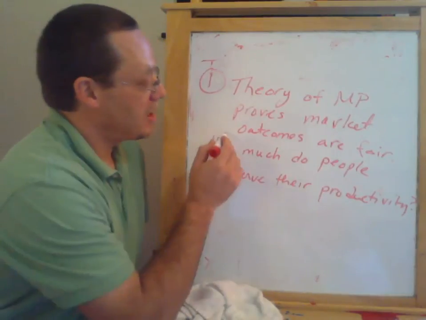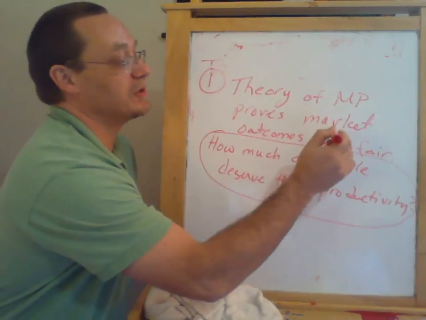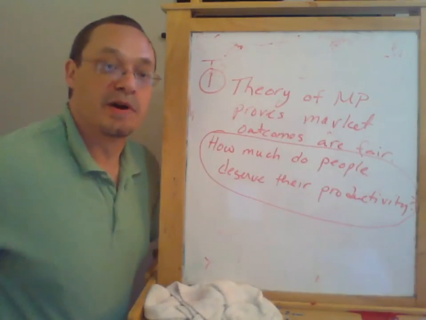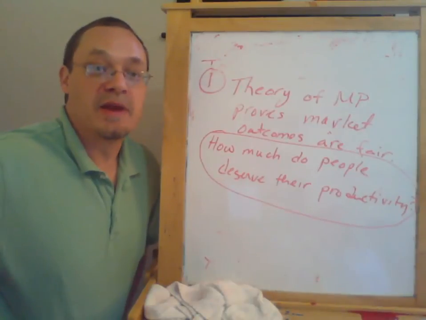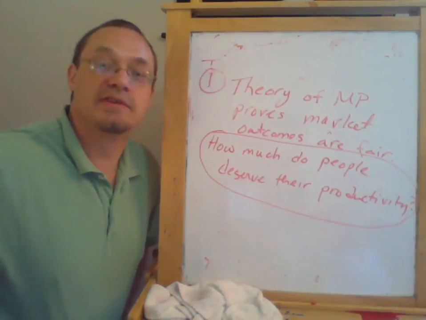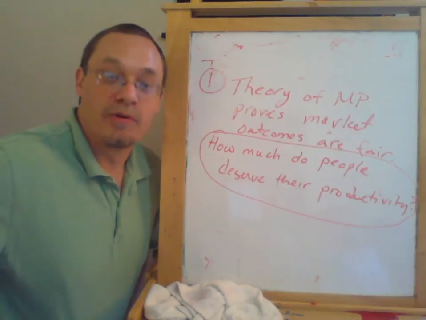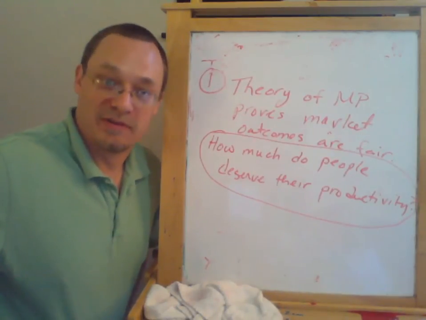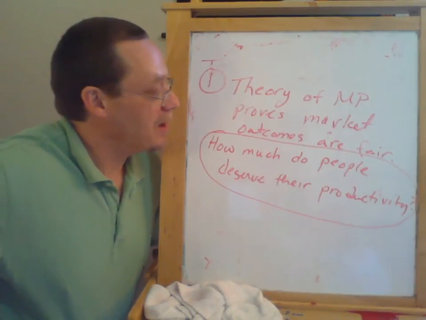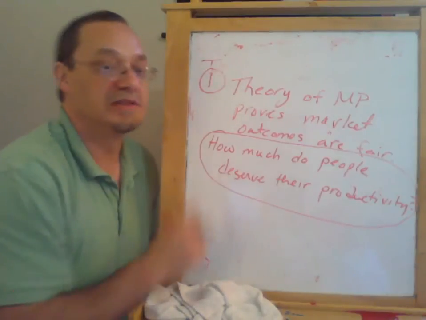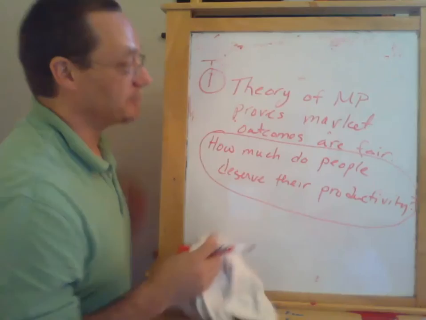So I think if you want to assert that the theory of marginal productivity proves that market outcomes are fair, you would have to say that people completely deserve their productivity, even if they had no particular role in creating that productivity for themselves. And maybe we believe that, or maybe we don't, but there's at least an unstated assumption that you would need to arrive at this conclusion here.